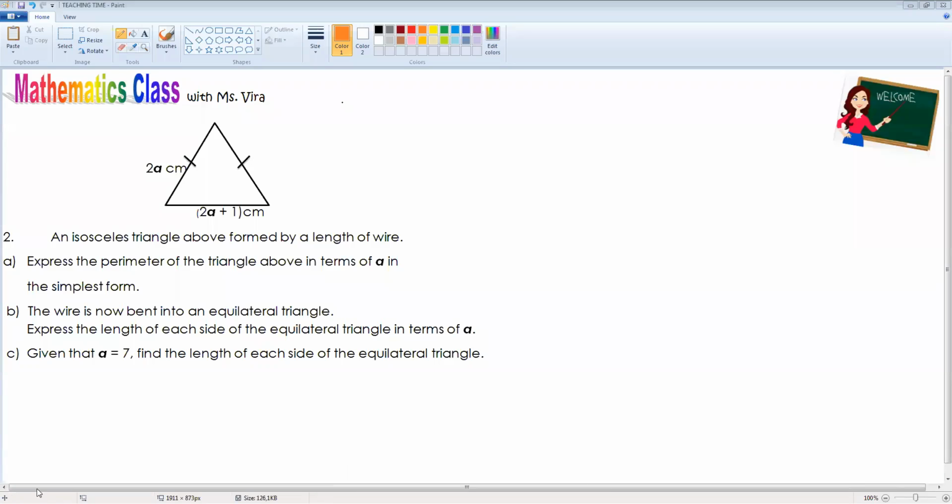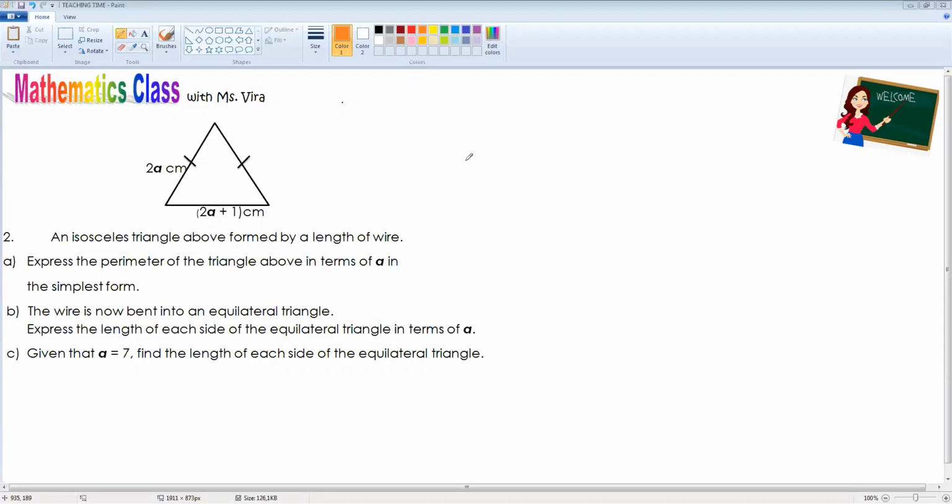Okay, now we are going to answer question number 2. An isosceles triangle above is formed by a length of wire. A. Express the perimeter of the triangle above in terms of a in the simplest form. B. The wire is now bent into an equilateral triangle. Express the length of each side of the equilateral triangle in terms of a. C. Given that a is equal to 7, find the length of each side of the equilateral triangle.